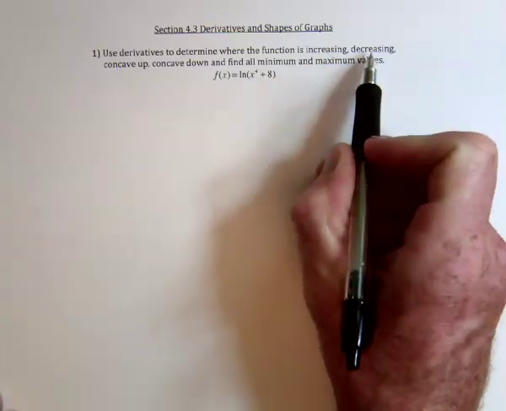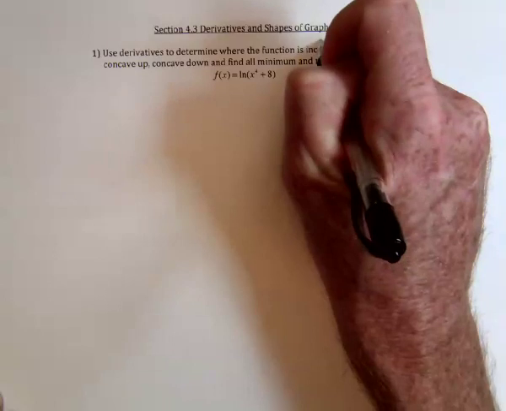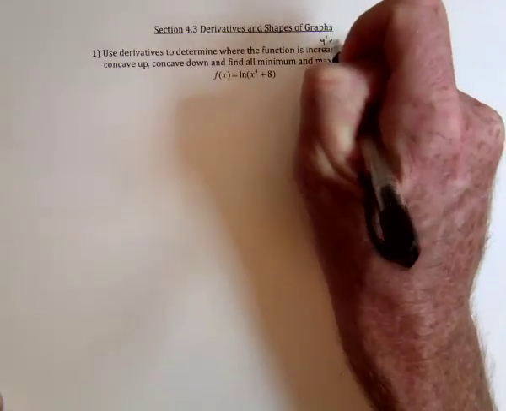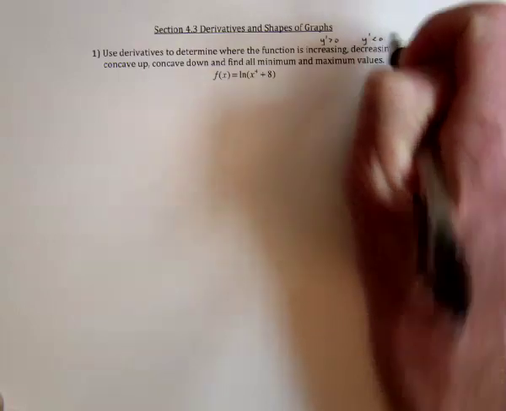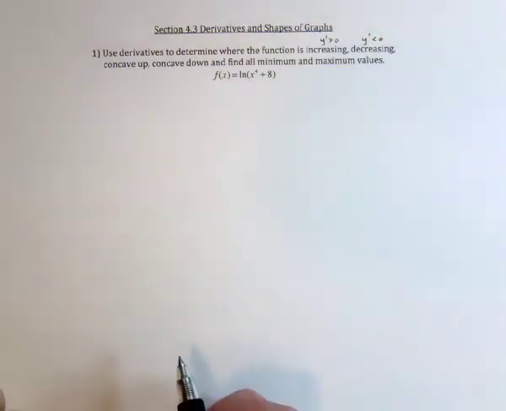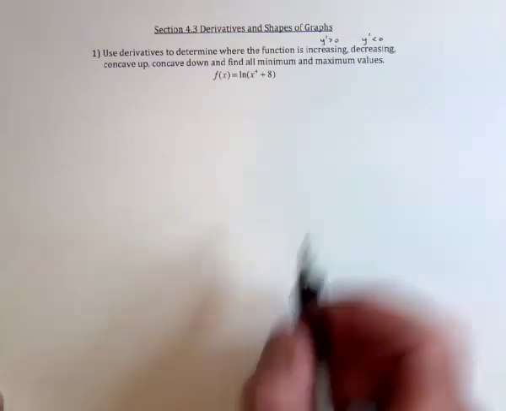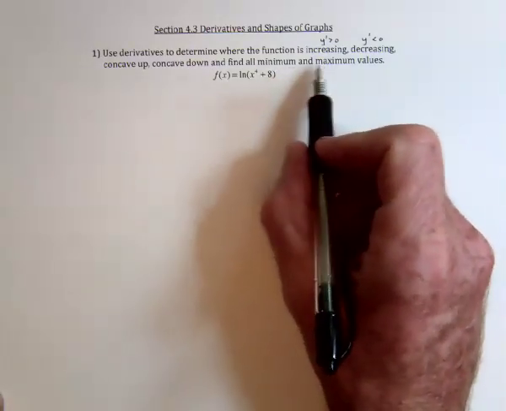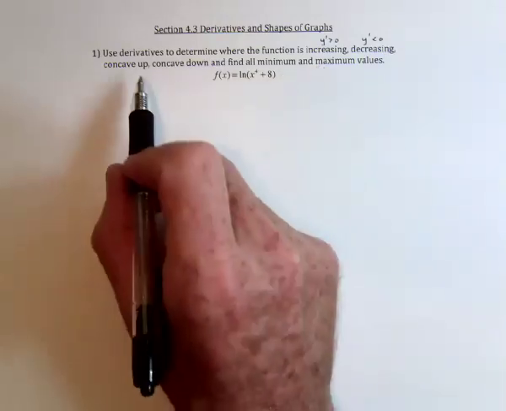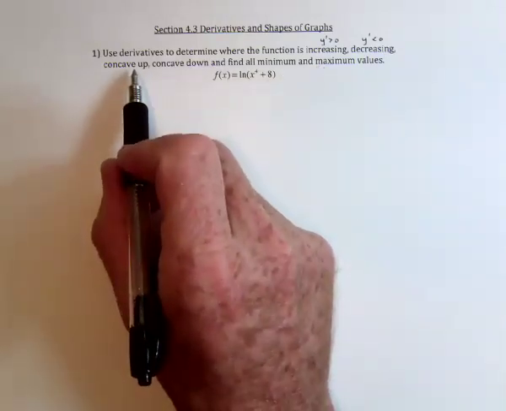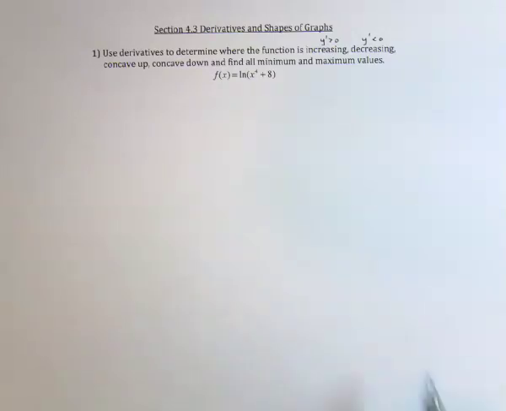So to find out where the function is increasing or decreasing, well, increasing means that the slope of the tangent lines is going to be positive. Decreasing, the slope of the tangent lines is going to be negative. So that's first derivative information. And then once we know that, we can find out where there's minimums and maximums. Then use the second derivative to find out if it's concave up or concave down.